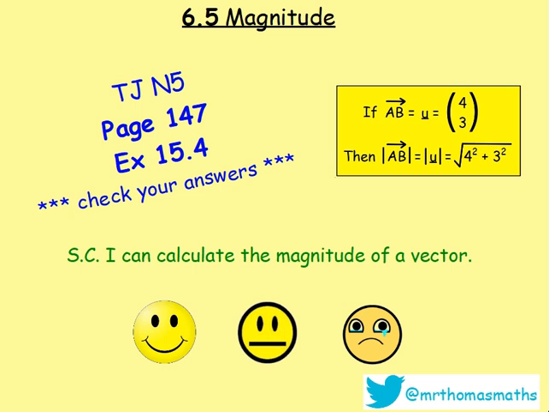That is a lesson on how to work out the magnitude of a vector. Just remember, it's really Pythagoras' theorem in disguise. If you know the components of the vector, you would just do the square root of the x component squared plus the y component squared.